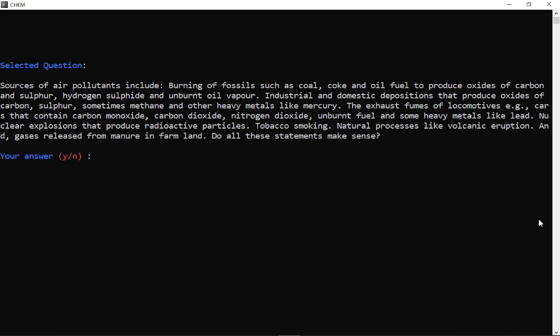Natural processes like volcanic eruption, are they sources of air pollutants? Yeah. And gases produced from manure in farmland. Yeah, those cows, that manure. All those statements make sense. Fantastic, they all make sense. I'm a true asset.